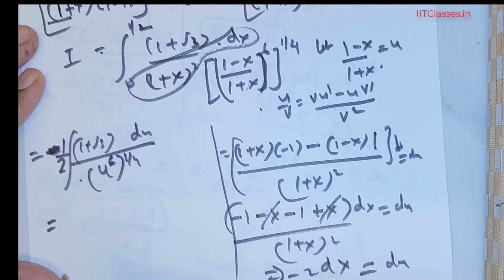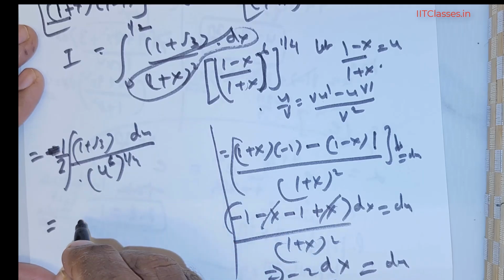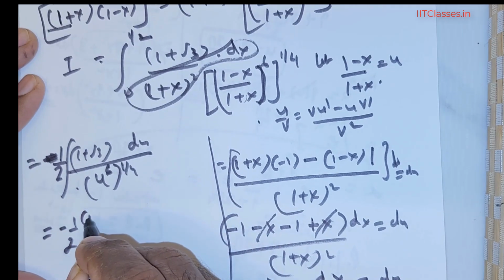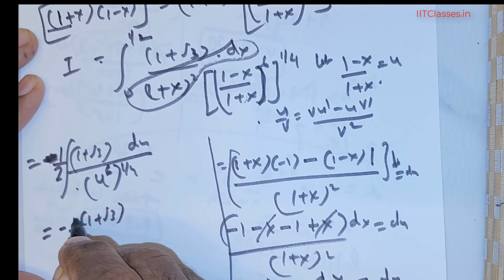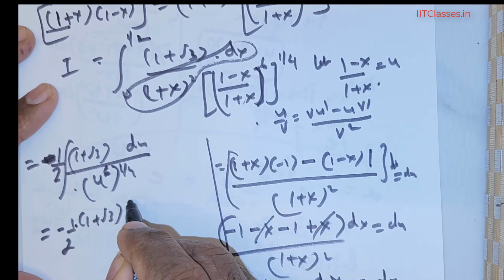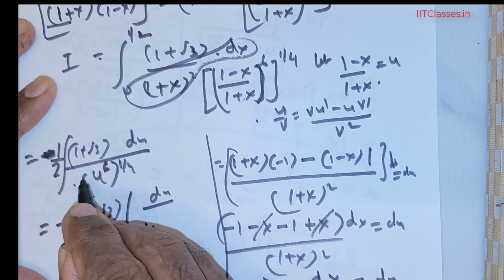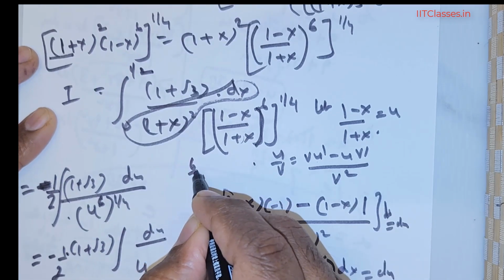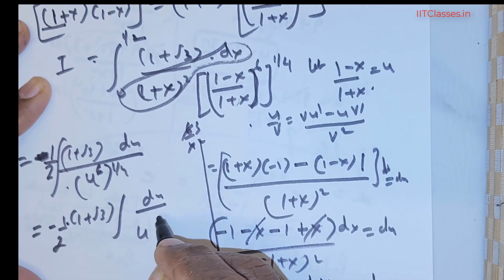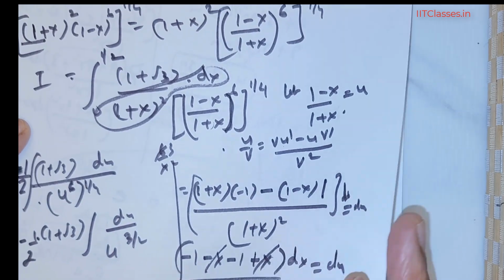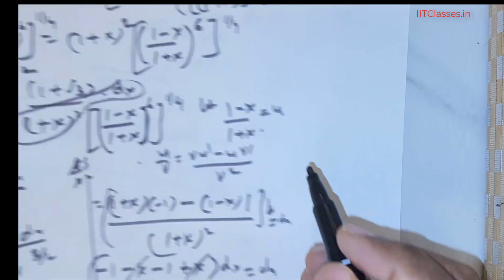So this probably we can substitute the limits, right? Let me just set this up. This is negative 1 over 2 times 1 positive root of 3, and you have du divided by u raised to the power of 6 over 4. 6 over 4, 2 divides here 3 times, 2 divides here 2 times, so this is 3 over 2. Now I have the limits as 0 to 1 over 2.